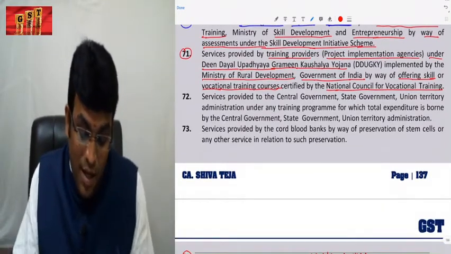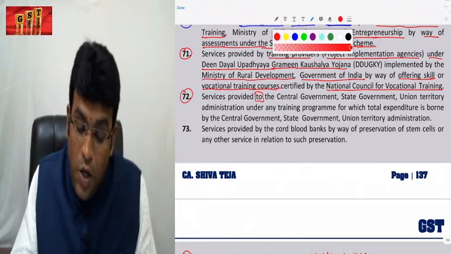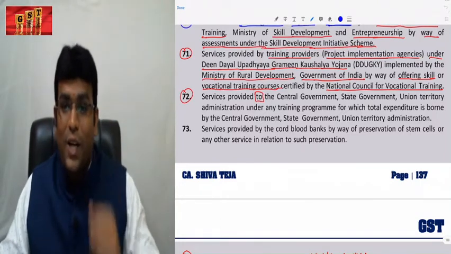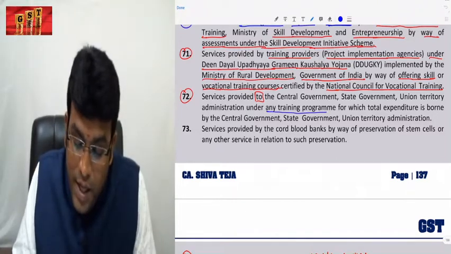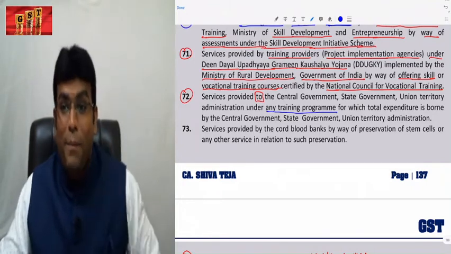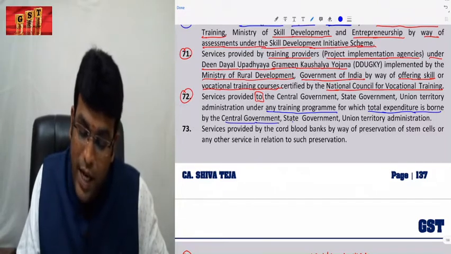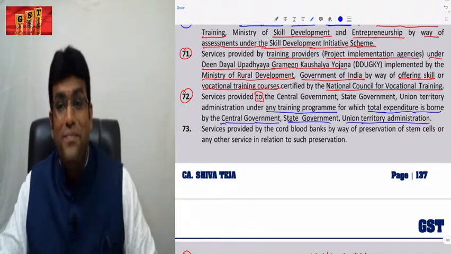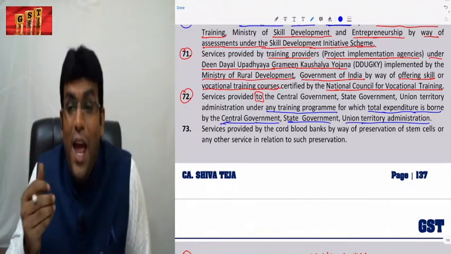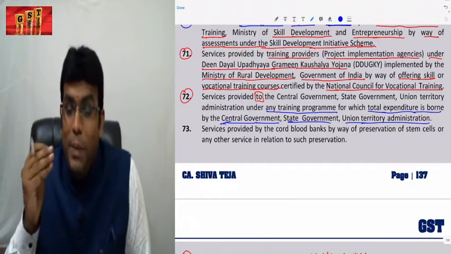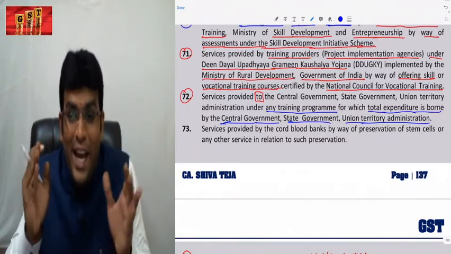Then, next point. Service provided to central government. Observe that word. We are talking about something called service provided to central government, state government, union territory administration under any what program, sir? Training program. We are giving training to the department officers for which total expenditure is borne by central government, state government or union territory administration. So if any service is given to central government, state government, union territory administration under any training program for which expenditure is borne by central government, state government or union territory administration, that is straight away exempt.